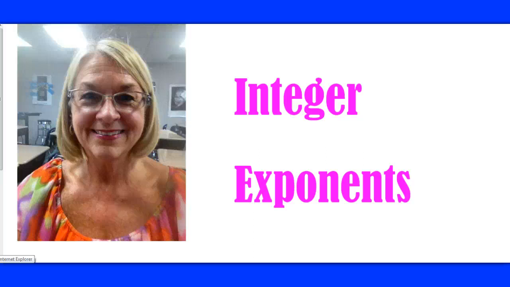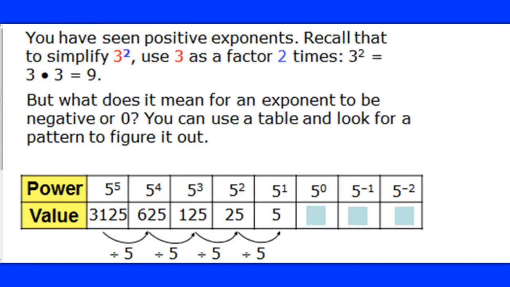We're going to talk today about integer exponents. Now, we've already done things like 3 to the second power. 3 is your base, 2 is your exponent, and 3 to the second means 3 times 3, which is equal to 9. But what does it mean when you have a negative exponent or an exponent of 0?